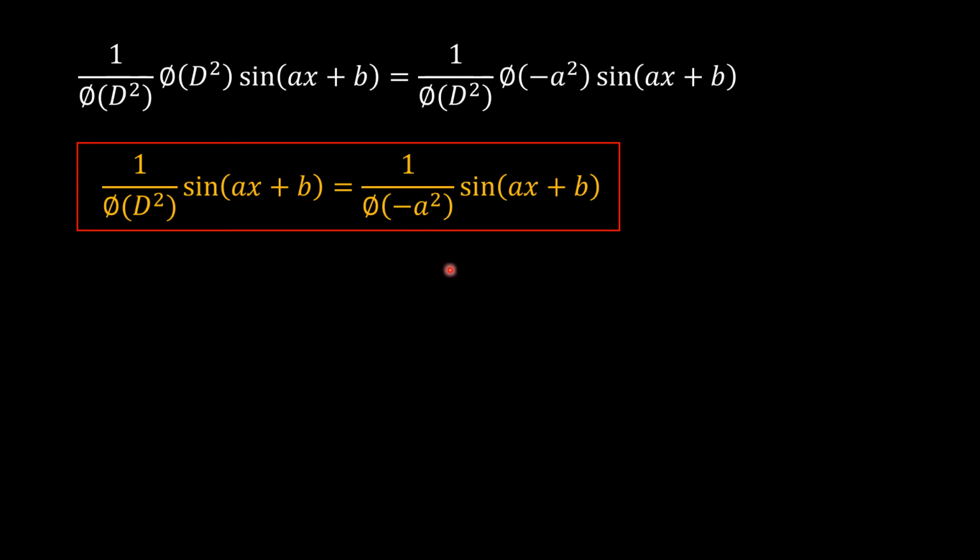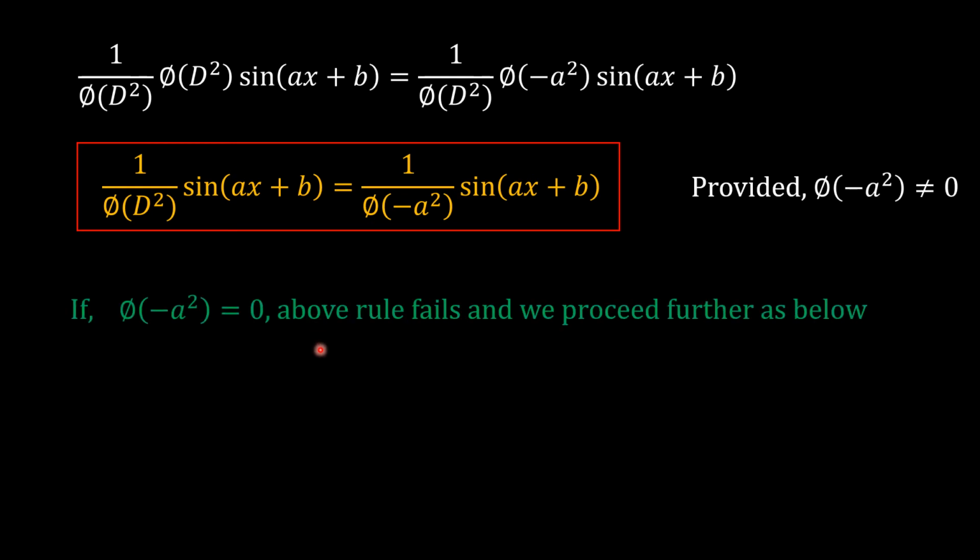But here the condition is that the denominator should be non-zero. So phi of minus a square should not be equal to 0. Then and only then can we use this rule. Then what happens if phi of minus a square is equal to 0? Let's see further. If it is 0, then we will proceed as follows.